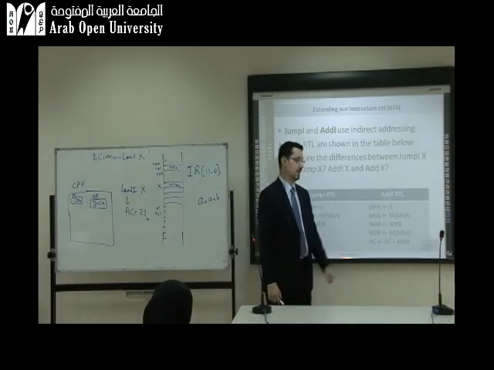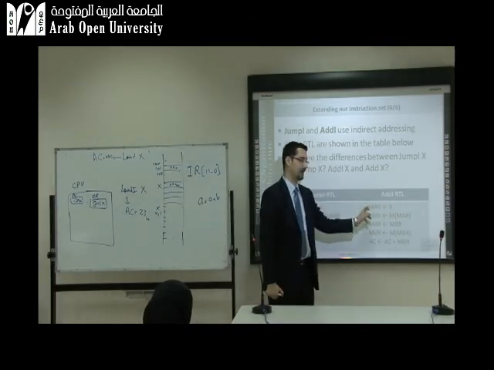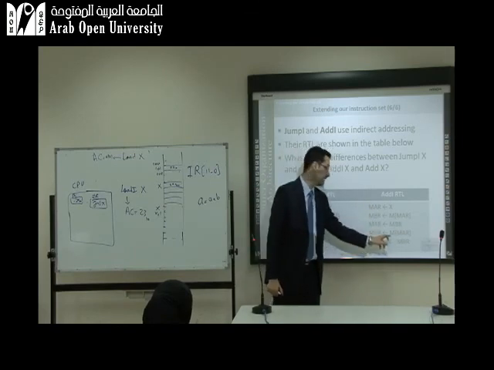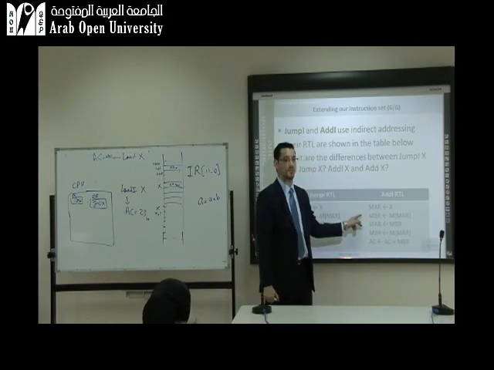Same for add indirect. We put X at MAR. We get the content of MAR at MBR, and we add MBR to the accumulator. You will find these two lines always the same.